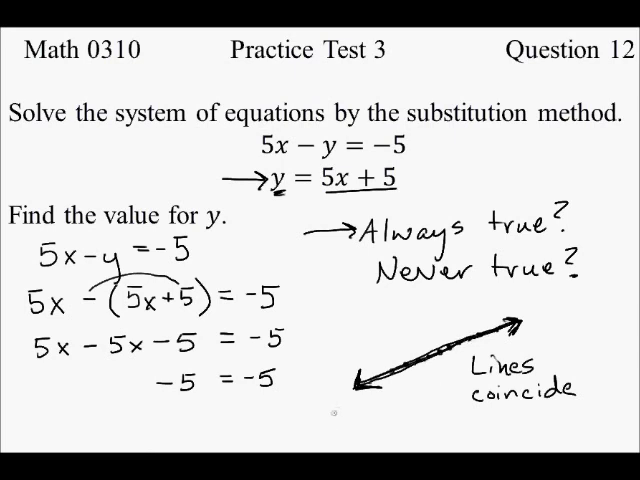So every point on the line is a solution, and so another way we could say that is, we don't just have one solution, we have infinitely many solutions, because we could pick any point on the line and that would be a solution. So we could either say that our lines coincide, or we could say that we have infinitely many solutions. And that is answer choice D.